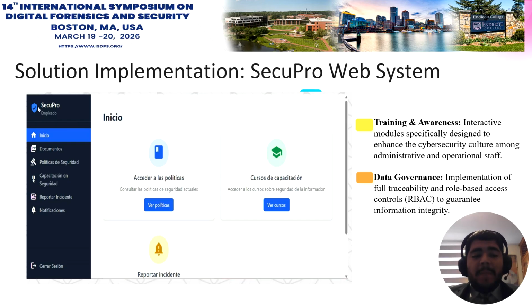Solution implementation. The platform also includes a training and awareness module, which provides interactive learning material designed to improve cybersecurity knowledge among employees. These features address the human factor, which is often considered one of the weakest points in organizational security. Additionally, the system implements data governance mechanisms, including role-based access control and activity traceability. This control ensures that only authorized users can access sensitive information while maintaining a complete record of every interaction.